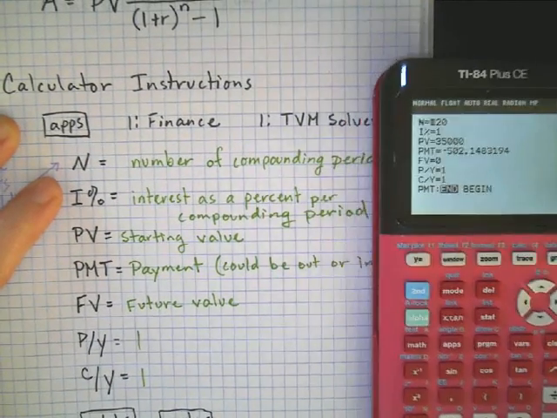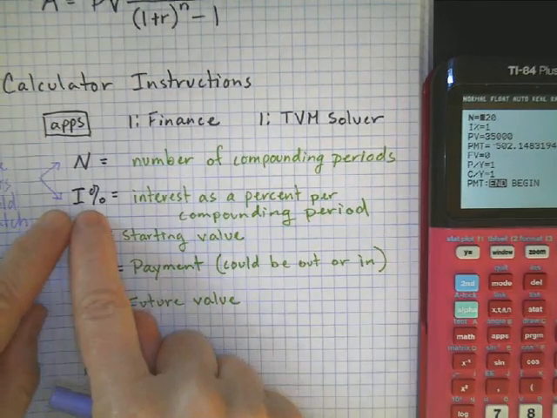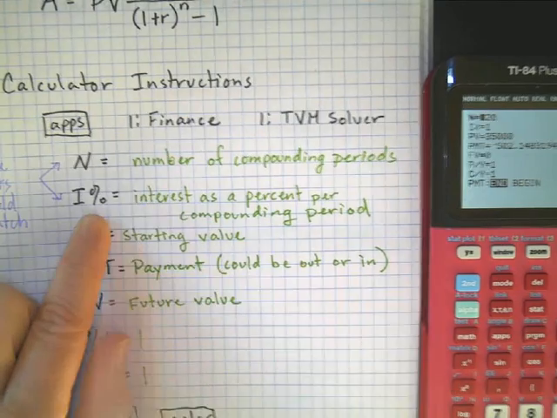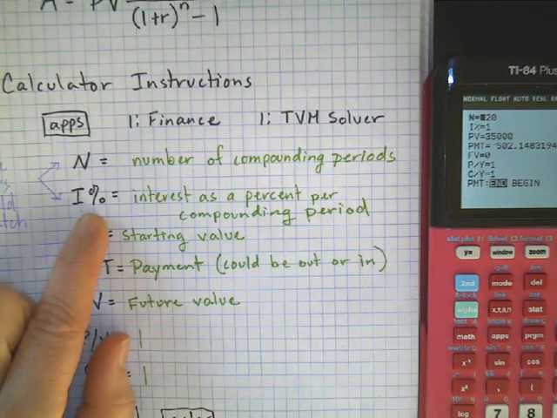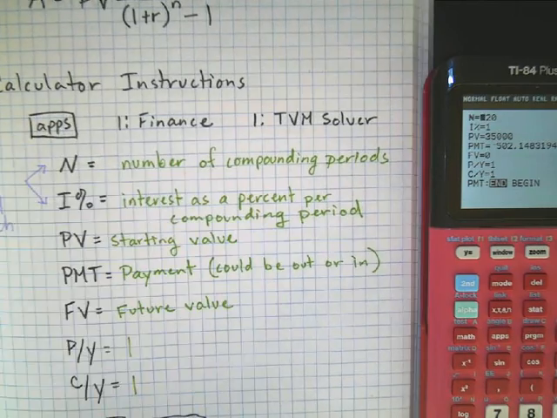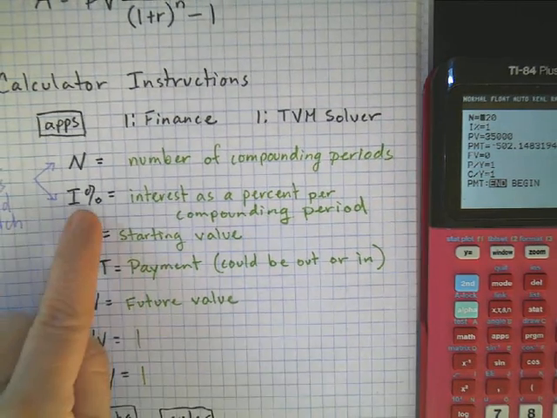So N is the number of compounding periods. I, percent. Notice here you're going to put it in as a percent. You're not going to write it as a decimal. So if it says 5%, you're going to put 5. Okay, you're not going to put 0.05. You're just going to put 5. They want it as a percent.